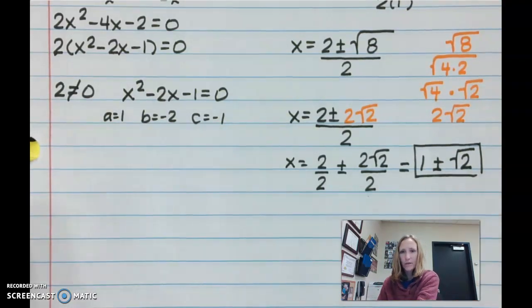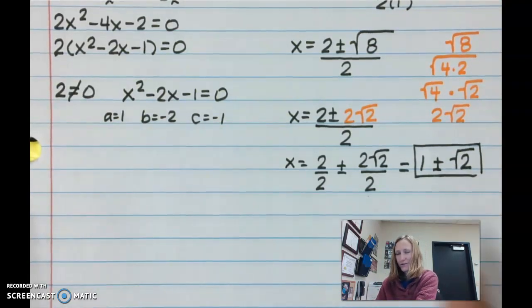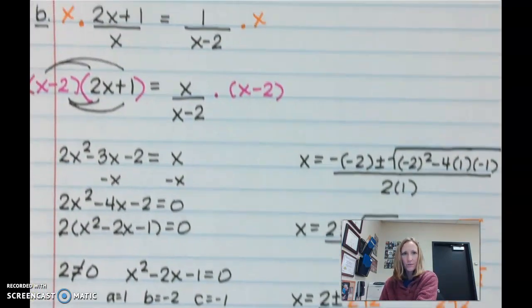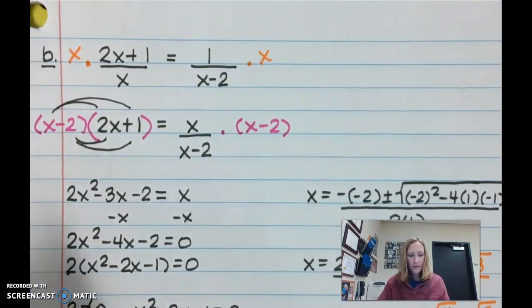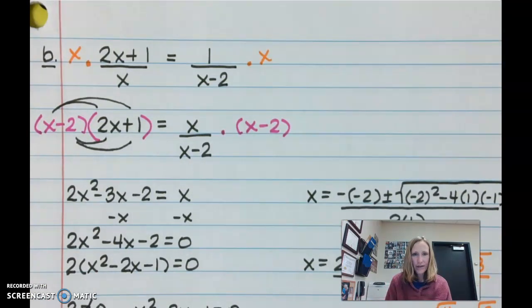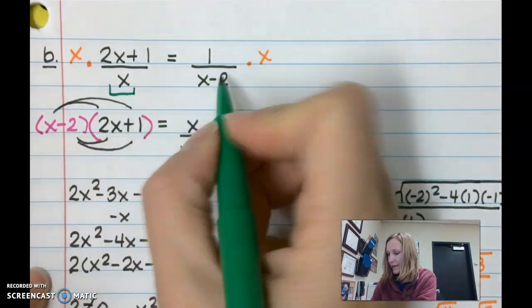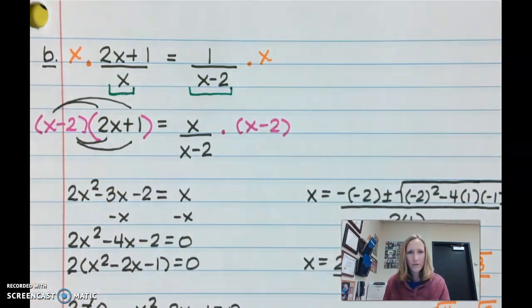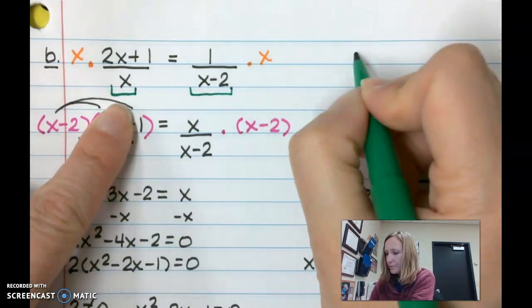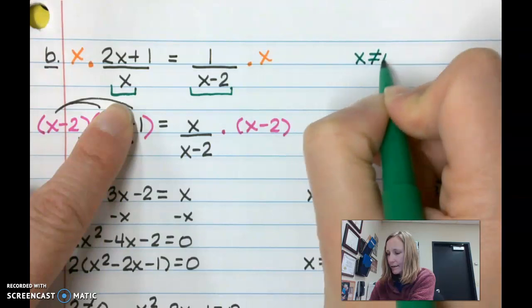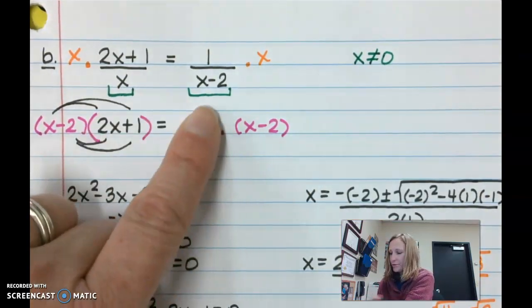Now we skipped one thing. We need to check for extraneous solutions. So something I should have done here at the beginning that I didn't was check to see, are there any values of x that we need to exclude? So remember that we're looking at denominators. We know our denominators cannot equal 0. So x cannot be 0. We're going to have to exclude that value.